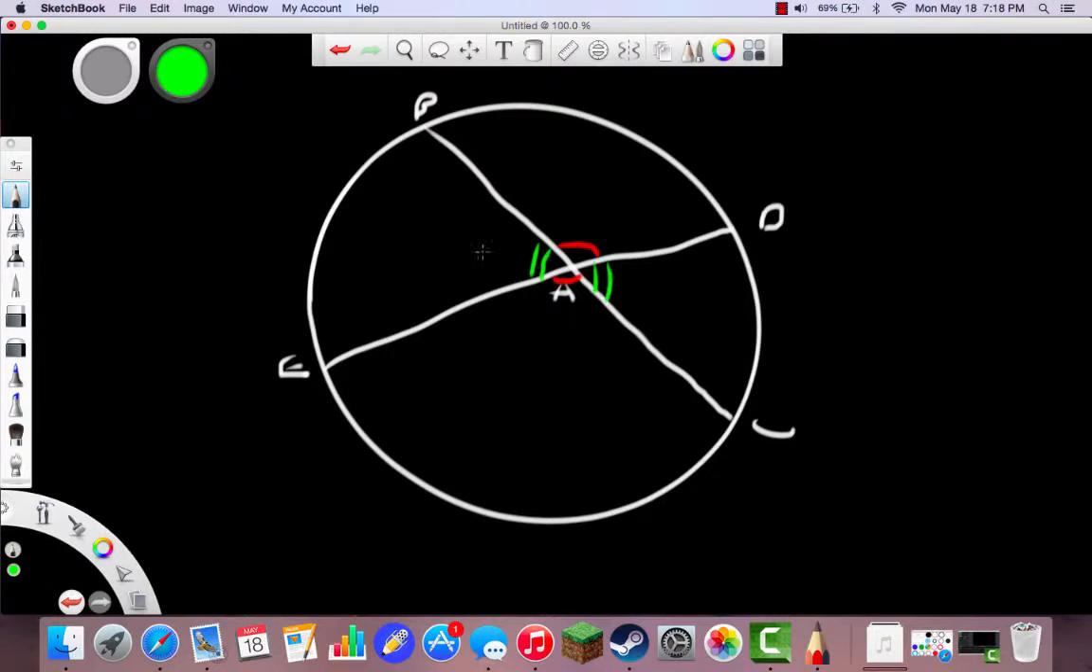But the problem is, we can clearly see that this arc is obviously not congruent to this arc. Look at the size difference here. And the same thing with this arc as well. They're just not the same. So we can't just say that this angle here will be half of this arc, because it may not be half of that arc, because it's the same angle. So what do we do then?